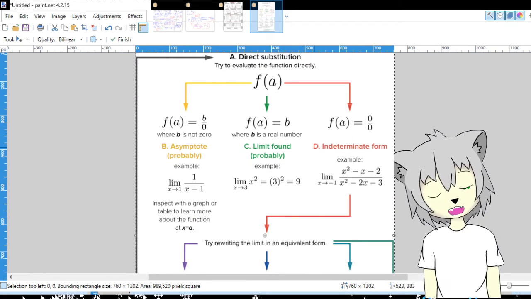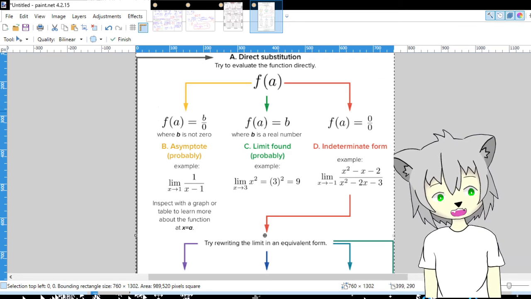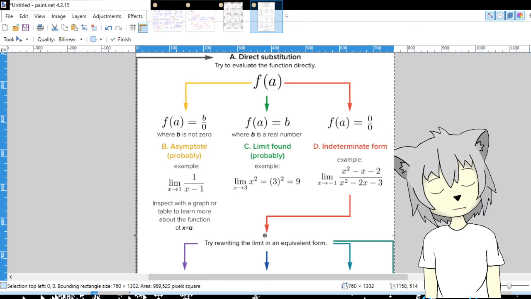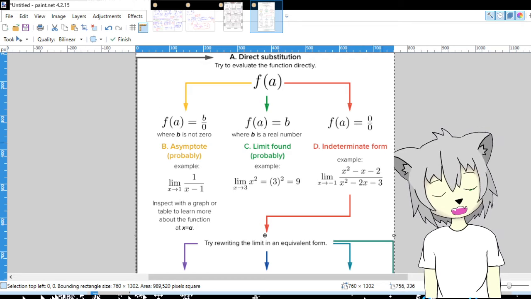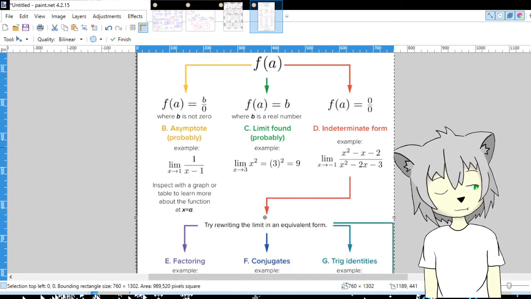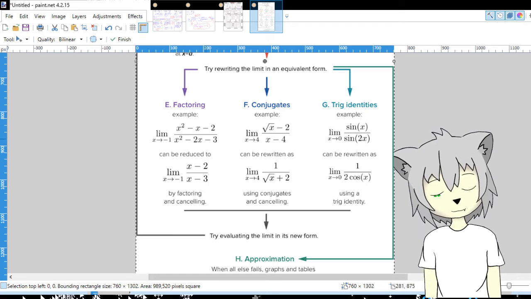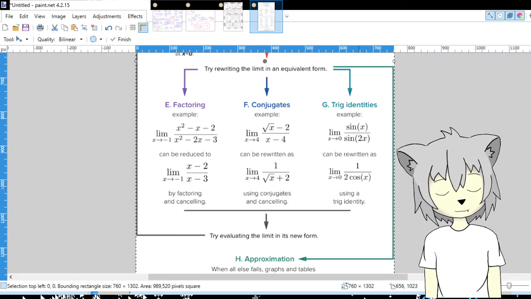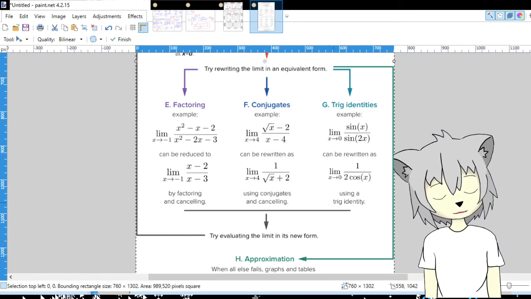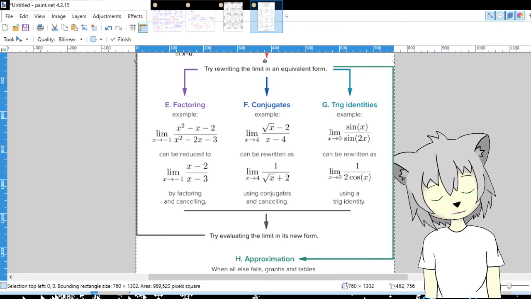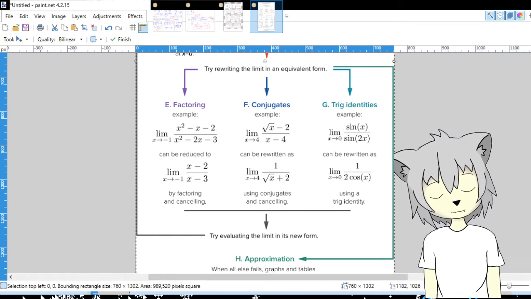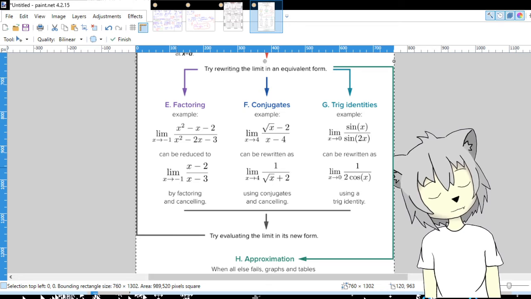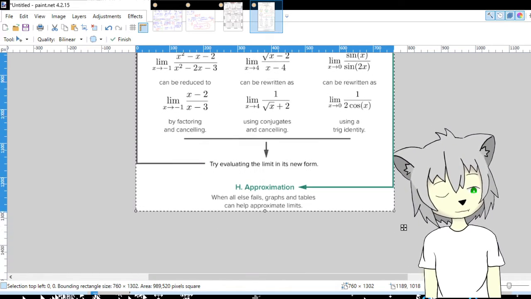If you get a real number, an actual digit, then you found the limit. If you get indeterminate 0 over 0, then you try various strategies. I showed factoring, and one example of trig identities. Oh, literally used the same one. But there's also square roots and stuff, with conjugates. Technically the same thing as factoring, it's just that the x is a different power.